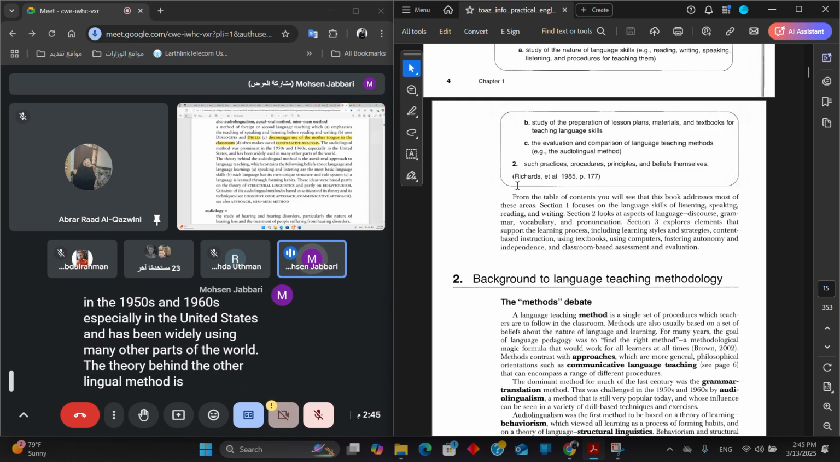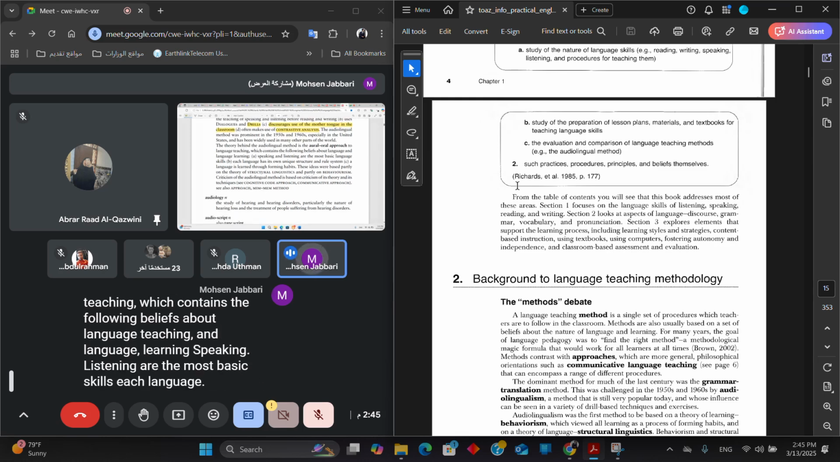The theory behind the audiolingual method is the oral approach to language teaching, which contains the following beliefs about language teaching and language learning. Speaking and listening are the most basic skills. Each language has its own unique structures and rule system. A language is learned through forming habits. These ideas were based partly on the theory of structural linguistics and partly on behaviorism.